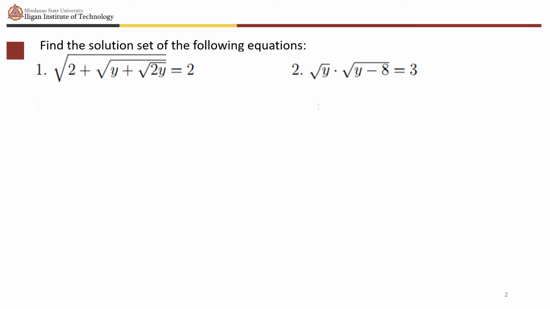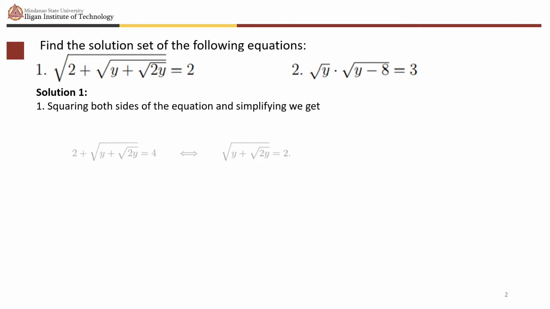Now, to solve for the first equation there, we need to square both sides of the equation and simplify. When we do that, we square both sides. This will give us 2 plus square root of y plus square root of 2y. When you square 2, you come up with 4. So we have the following.